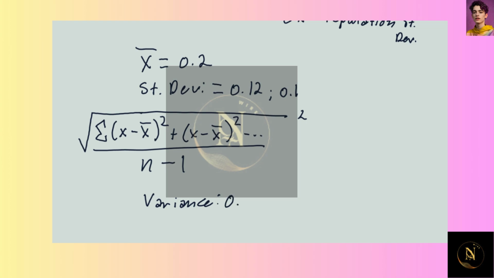is 0.015. And if you want to double check that you got it right, you can take your standard deviation, 0.122, and square it. You'll get 0.014884, but then you round it, and that's how you get your 0.015.